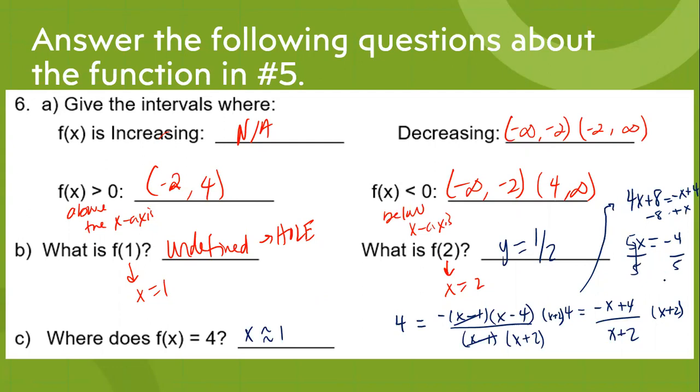Oh, and it's not actually 1. It is actually negative 0.8. So we approximated to be 1, but it's actually at x equals negative 0.8. So you see the difference in our approximating and our solving?